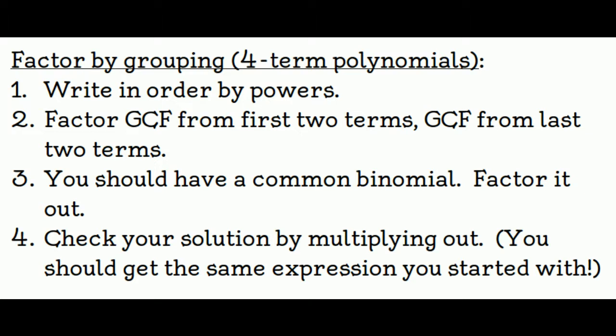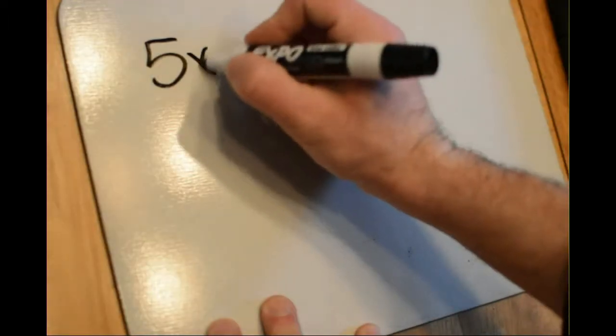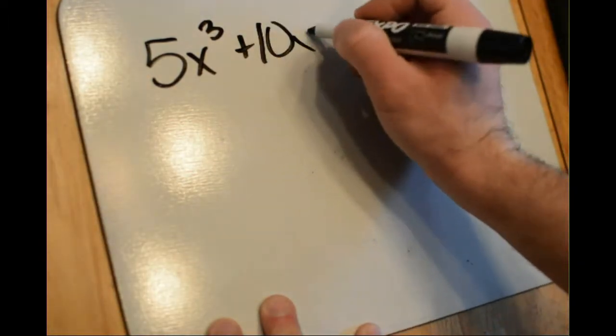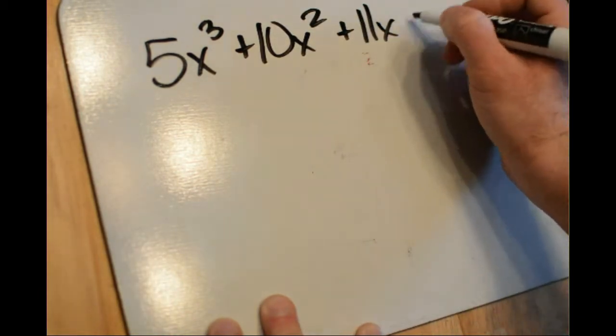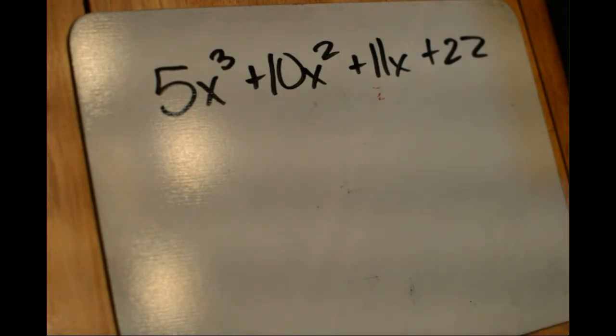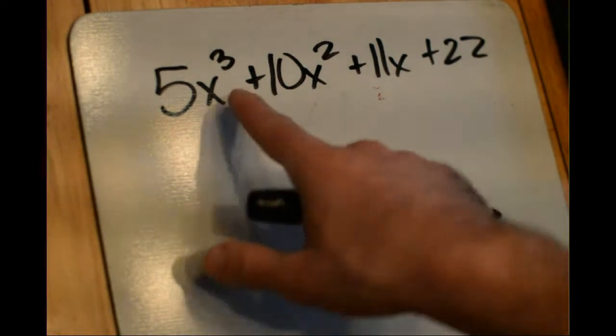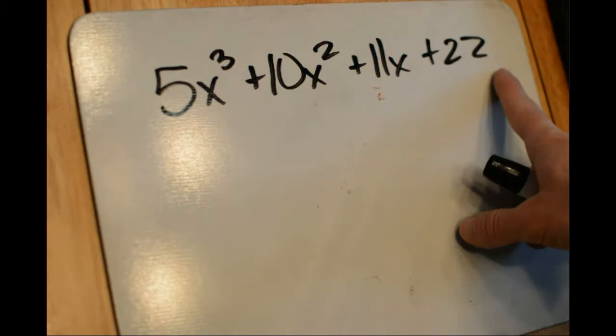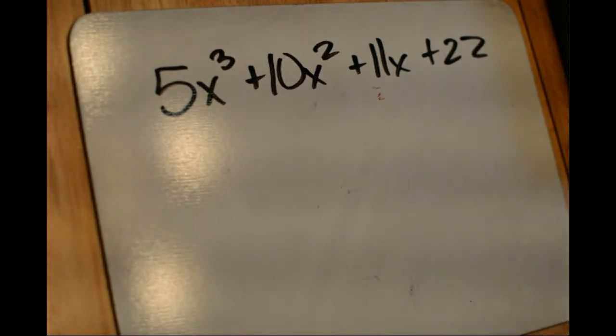Then you can check your solution by multiplying it back out, and you should get the same expression that you started with. So here's an example. 5x to the third plus 10x squared plus 11x plus 22. First thing to notice about this is that it is a polynomial with 4 terms. So 4-term polynomials, some of them can be factored by grouping. First thing you want to check for, make sure that those are in order in terms of powers. So I have the powers are 3, 2, 1, and nothing, so they go in order in terms of powers.